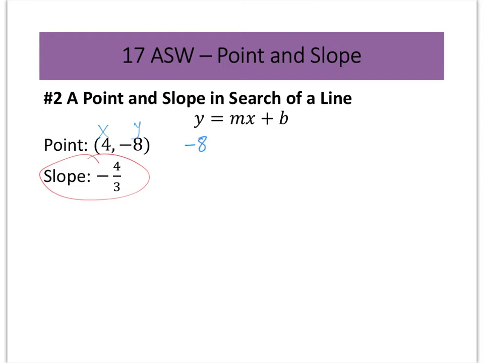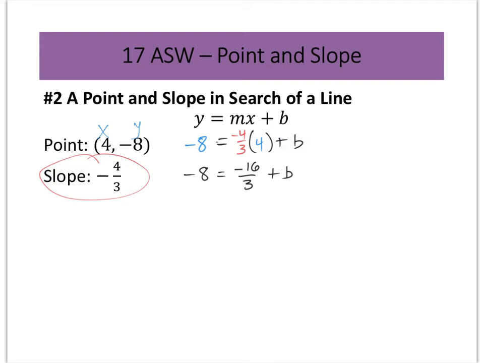So negative 8 equals m, negative 4/3, times x, which is 4, plus b. Well, again, with a fraction multiplied by a whole number, the numerators multiply. So I got negative 8 equals negative 16/3 plus b. Now, I wish I had better numbers for you, but I don't.